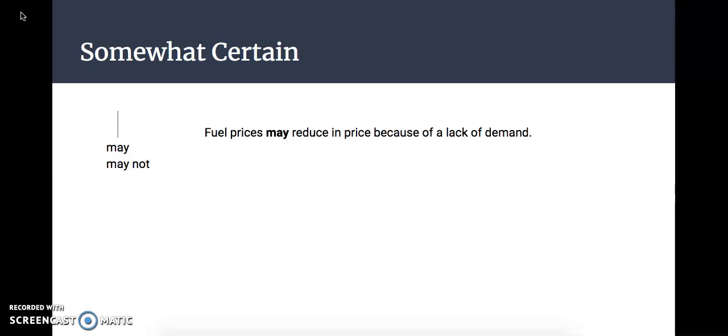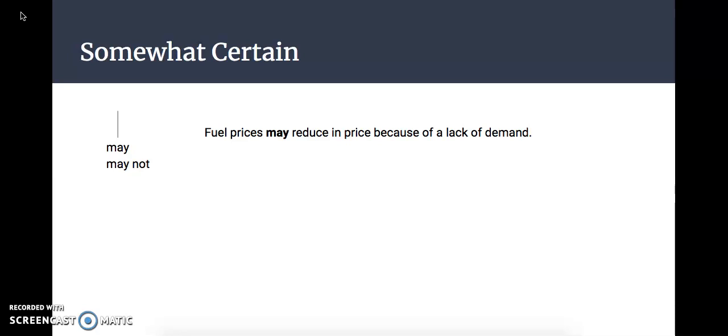Now we're going to look at some modal verbs when you're somewhat certain about something. So may or may not is being used in these circumstances. Now it says, fuel prices may reduce in price because of a lack of demand. So it's saying there is a possibility that fuel prices may reduce in price.